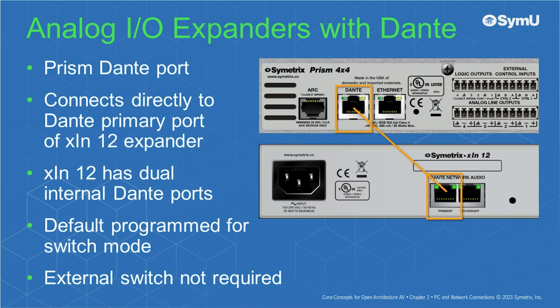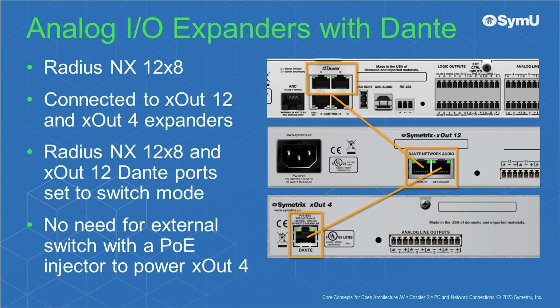In this example, the Dante port of a Prism DSP connects directly to the Dante primary port of an XIN12 expander. Because the XIN12 has dual internal Dante ports which are default programmed for switch mode, an external switch is not required. Here, a Radius NX 12x8 is shown connected to XOUT12 and XOUT4 expanders. Because the Radius NX 12x8 and XOUT12 Dante ports have been set to switch mode, there is no need for an external switch as long as you have a PoE injector to power the XOUT4.